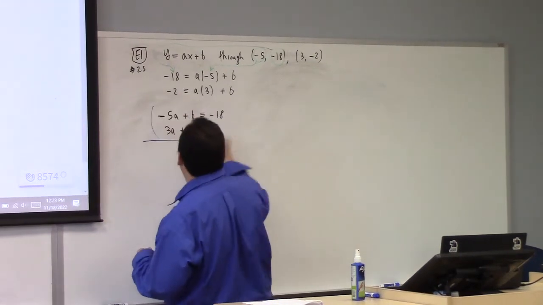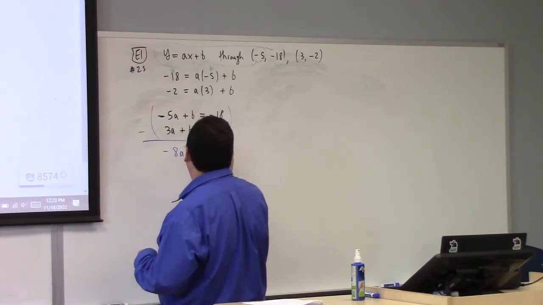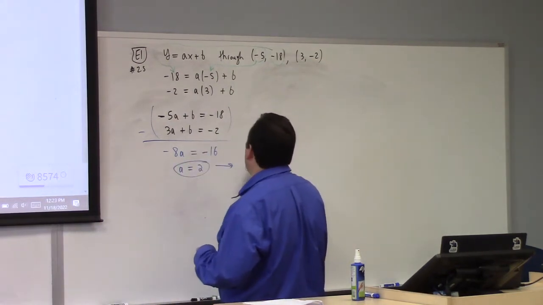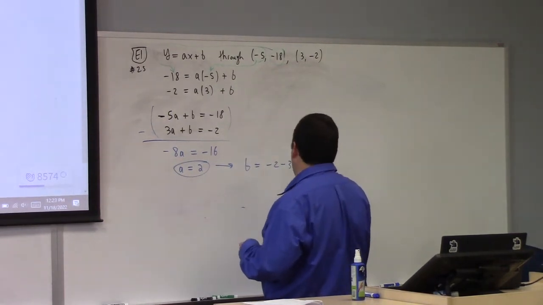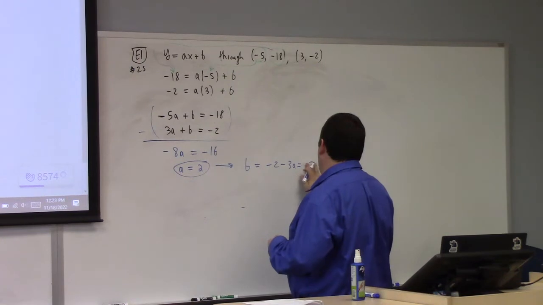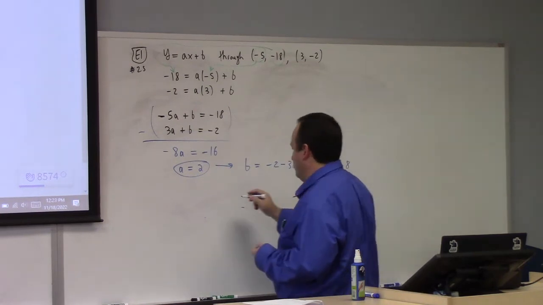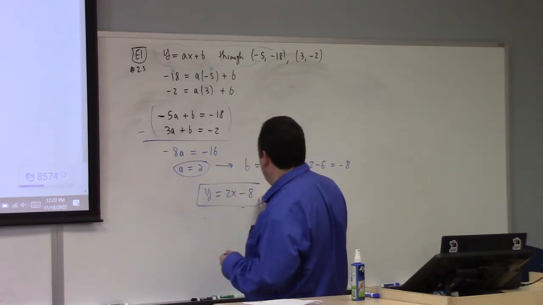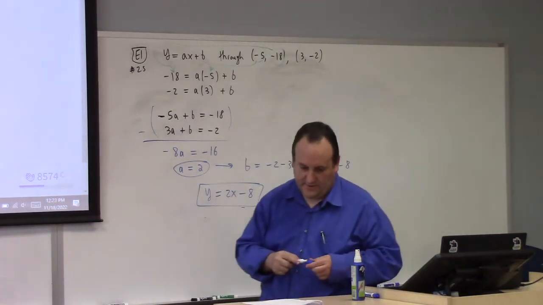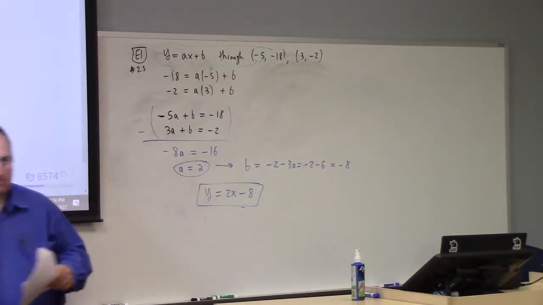And so doing, what happens? Yeah, negative 8a equals negative 16, so a equals 2, which tells me b is equal to what? Minus 2 minus 3a, which is minus 2 minus 6, minus 8. So y is equal to 2x minus 8 would be the answer here. Let me check my answer here. Yeah, that's the answer. See, so that one's not too bad, is it?